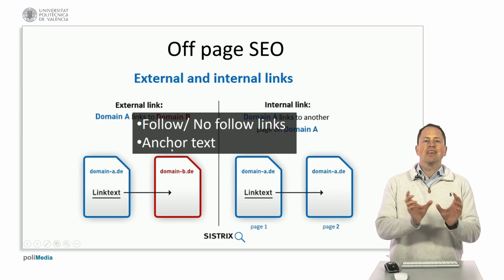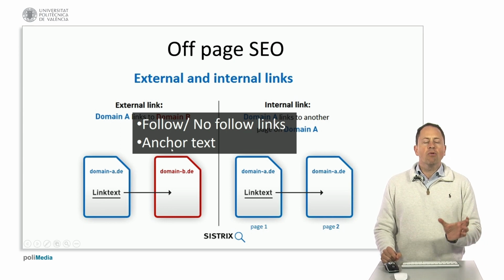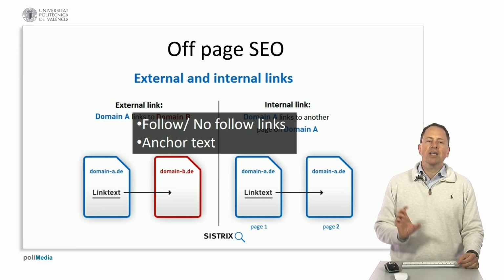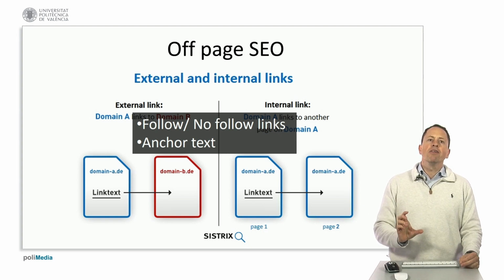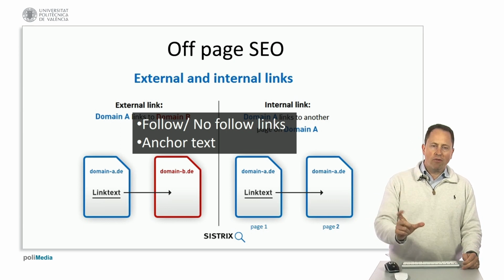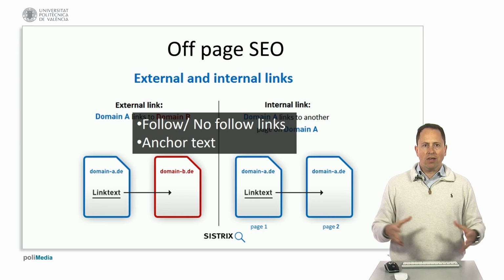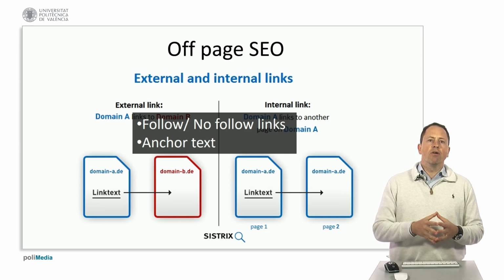Another very important thing for off-page SEO is the anchor text. It's the text that is inside the link. If the text is related to the keywords that you want to position for, much better. But again, you shouldn't over-optimize. It's nice to have a lot of links with the anchor text with the keyword that you want, but you should also have other links in which the anchor text is, for example, the name of your company or something else, so Google doesn't think that it's over-optimized.